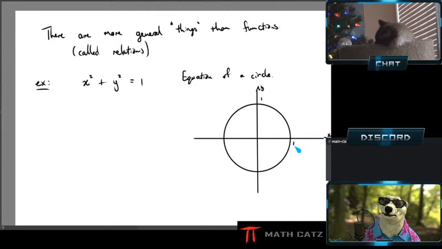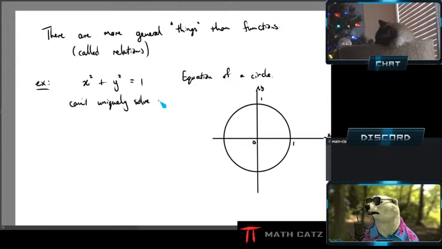Doesn't matter. Circle, radius 1, centered at the origin. We've seen this before. High school stuff. Easy. But what they didn't tell you is that this is part of this more general relation family because it's not a function. I can't solve for y. Let's say I can't uniquely solve for y.